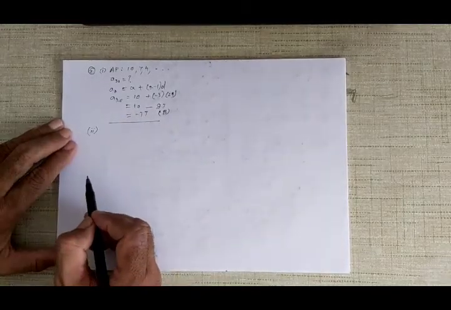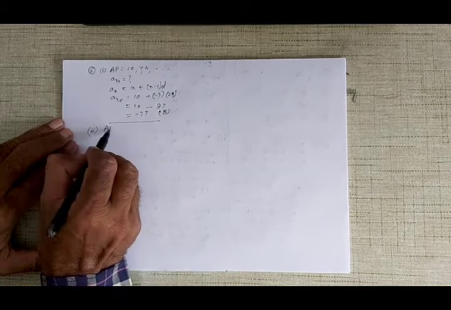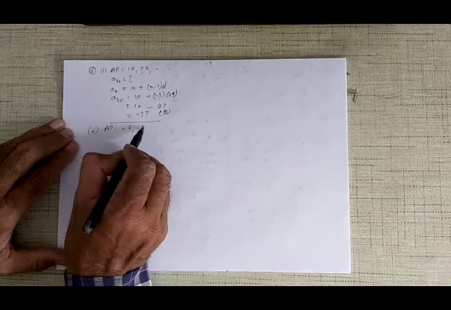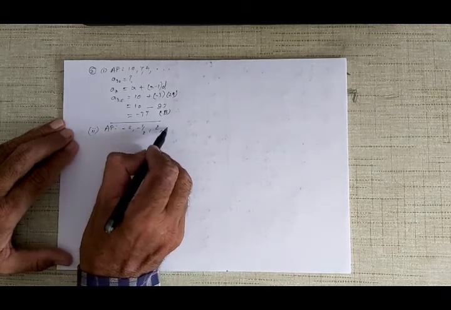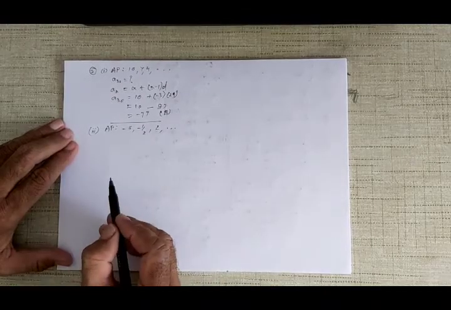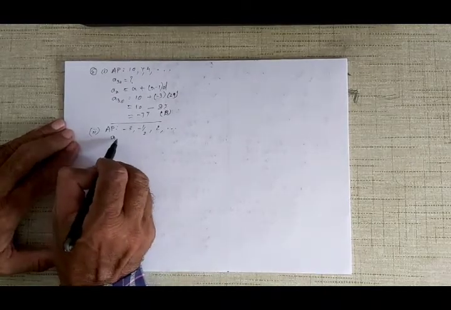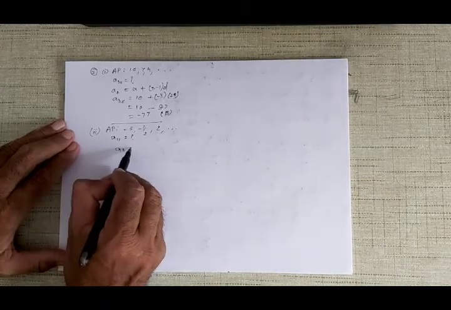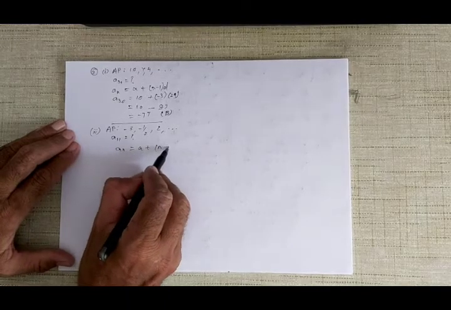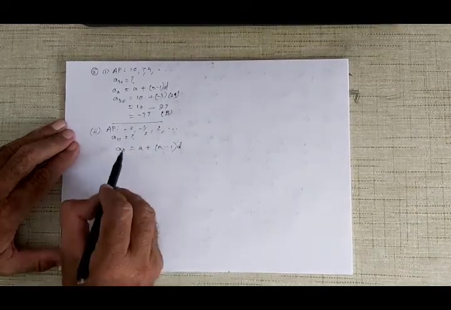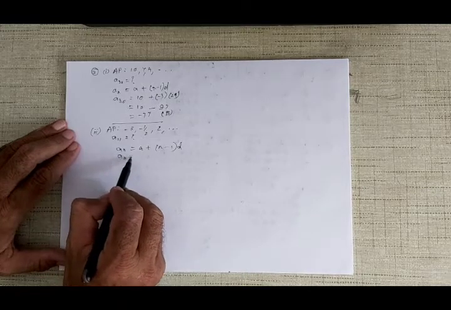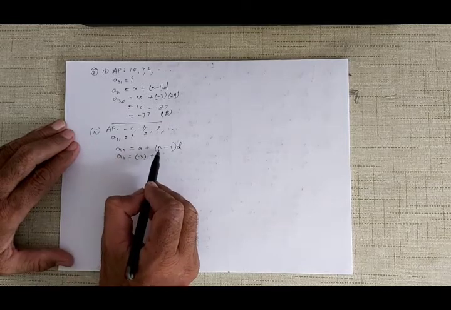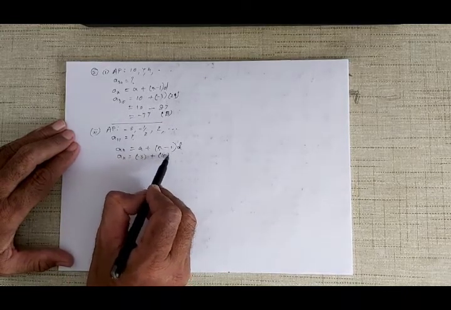Option is B. Look at the second, 11th term of the AP. We are given the AP: minus 3, then minus half, then 2. Now you want to find the 11th term, that means you want to find A of 11. Again, as I said, write the formula. Every time you write the formula, you are basically learning it. A of 11, in place of N we are going to take 11. A is minus 3. N is equal to 11. 11 minus 1, 10 into D.